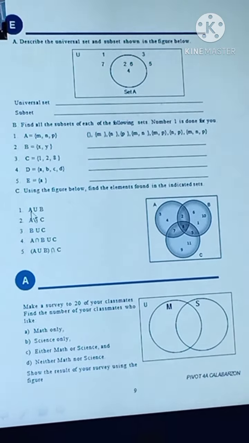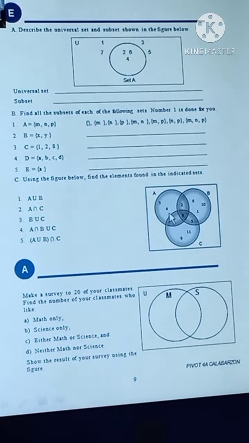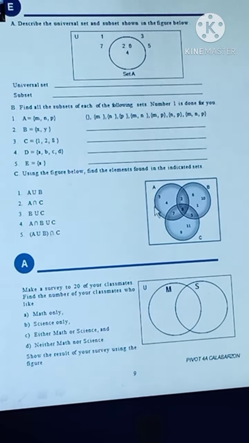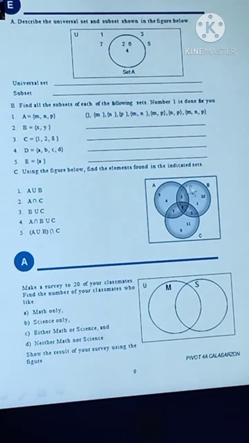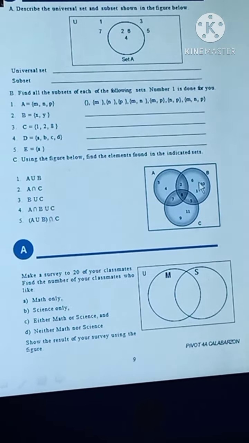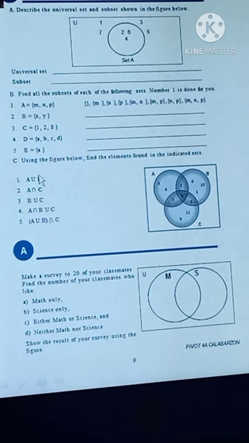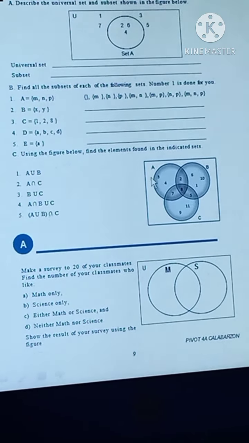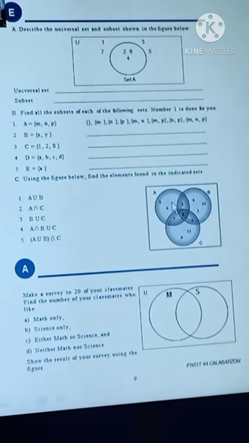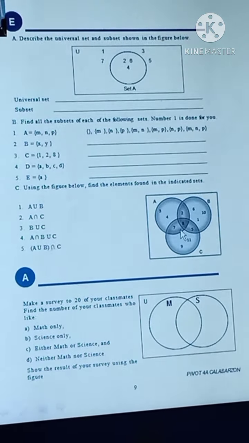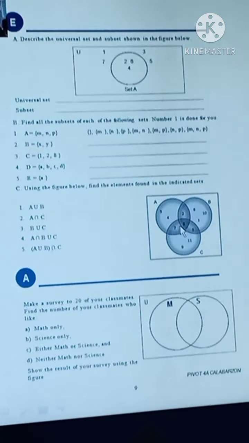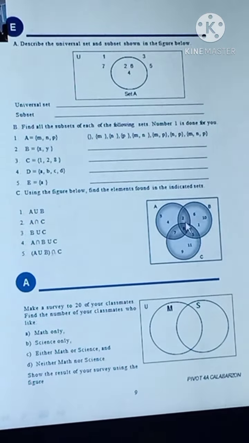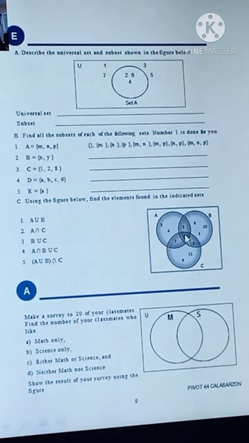Next, the last one. Using the figure below, find the elements found in the indicated sets. Number 1, A union B. Ganun pa rin. You list all the elements found in A. Lahat yan isulat. Tapos, sa B naman isusulat. Tapos, pagsamahin sila, yan ang sagot dito. Number 2, A intersect C. Ano lang bang nag-intersect sa C? Ito ang A, ito ang C. So, ito lang, ang dalawang ito. Yan yung nag-intersect sa A and C. Dalawa lang ang sagot dyan.